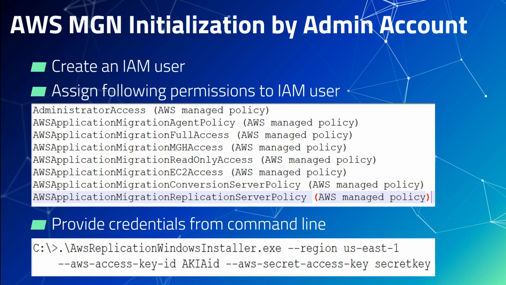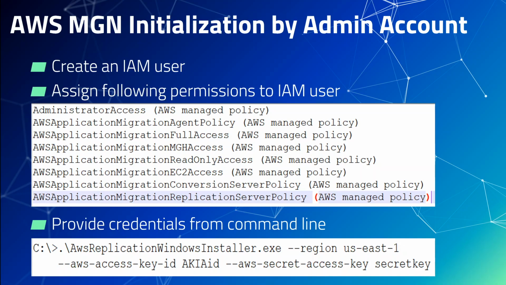If you need to migrate an on-prem server to AWS and you are trying to initialize AWS Application Migration Service in your account and getting the error that AWS migration service can only be initialized by the admin account, then this video gives you the solution to that problem.